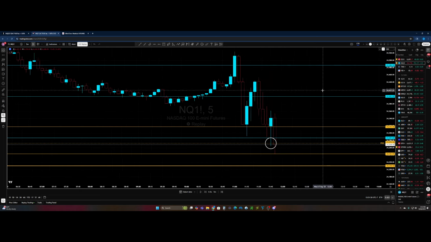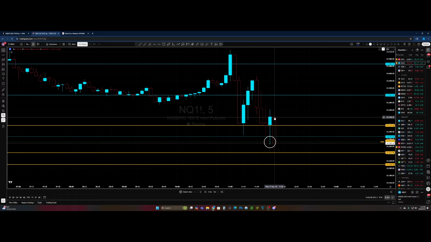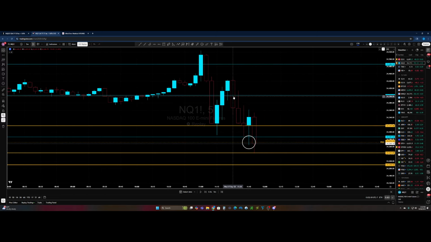Okay, here you go. My level of interest was once a place to buy, and now sellers took control and pushed it lower. Sellers are definitely in control. We pushed down from this low, made a new low. Pushed down from this low, made a new low. They failed once, they tried again. They failed twice, they tried again.